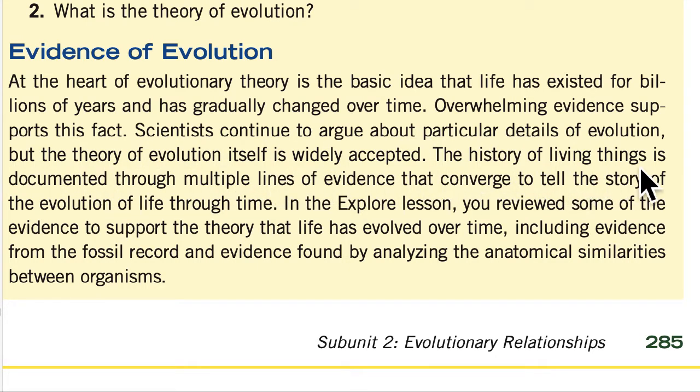The history of living things is documented through multiple lines of evidence that converge to tell the story of the evolution of life through time. In the Explore lesson, you reviewed some of the evidence to support the theory that life has evolved over time, including evidence from the fossil record and evidence found by analyzing the anatomical similarities between organisms.